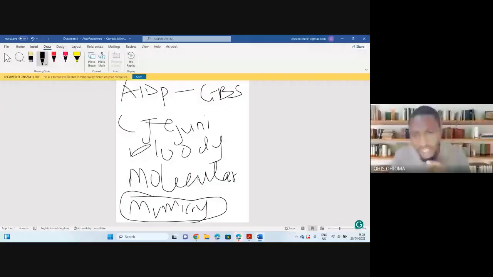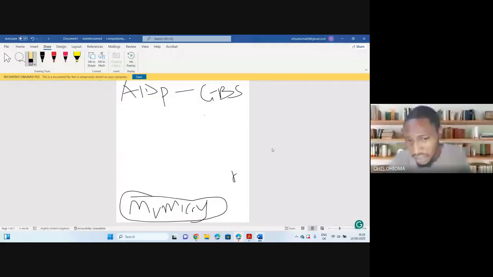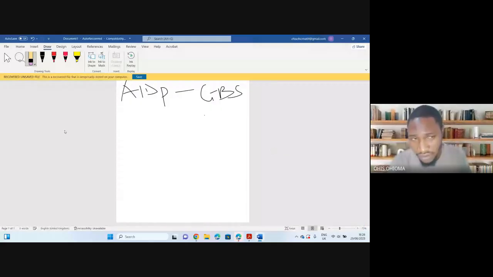Another thing we need to know about Guillain-Barré, which is very high yield for the exam, is that one of the commonest causes of death in these patients, which comes out like crazy in the exam, is respiratory failure. Respiratory failure is the commonest cause of death in patients with Guillain-Barré syndrome.